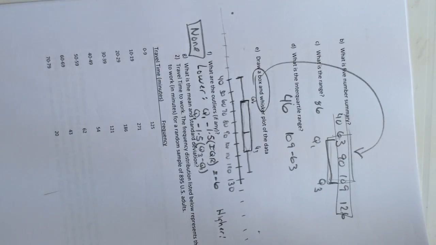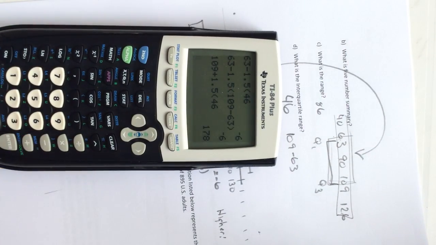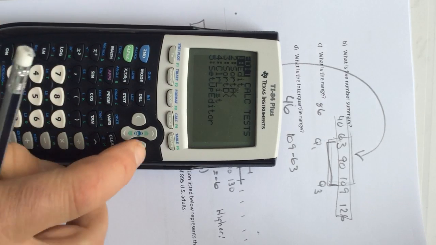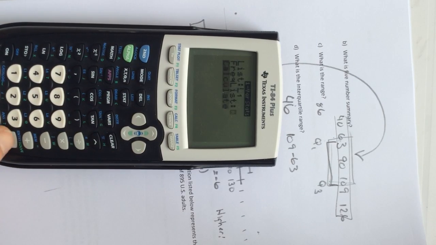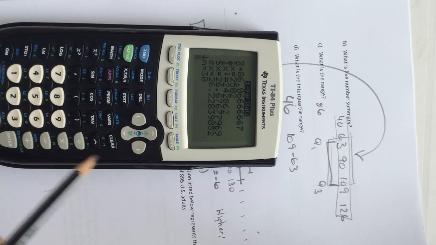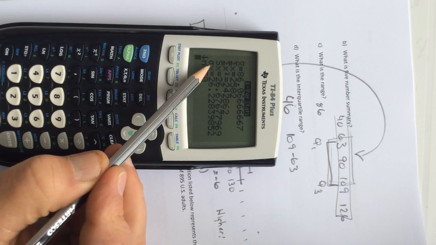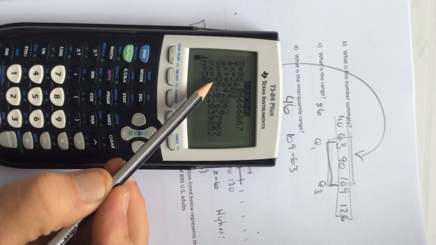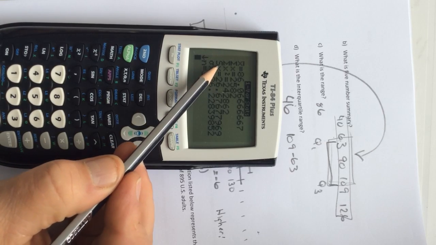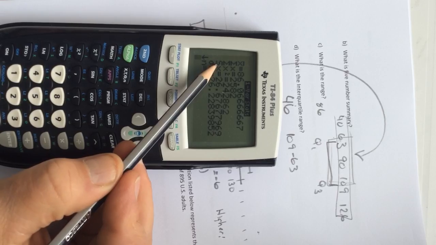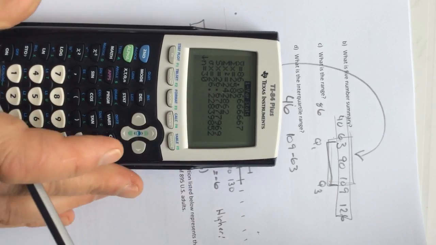And then G, what's the mean and the standard deviation? You already know how to do that. Stat, calculate. So the mean is 86, and remember, S is the sample standard deviation, and this little symbol is the population. Here they're basically the same, but it's the S for standard deviation of the sample, 26.67.